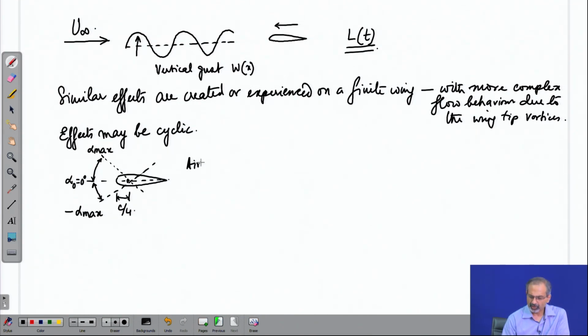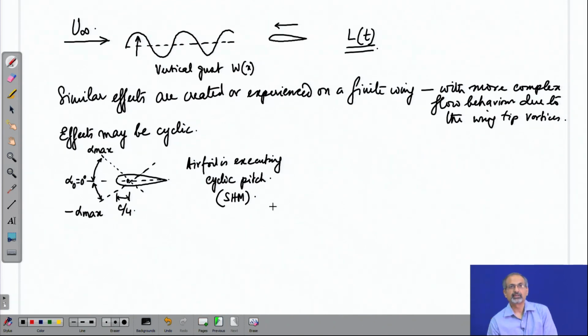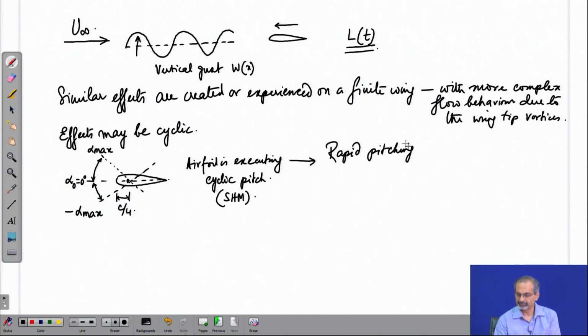So, the airfoil is executing cyclic pitch. In other words, this is a simple harmonic motion that it is executing. So, it has both frequency and amplitude associated with it. So, due to the rapid pitching, there are certain unsteady effects which are created. For example, the CL max that this airfoil experiences is greater than the steady CL max.